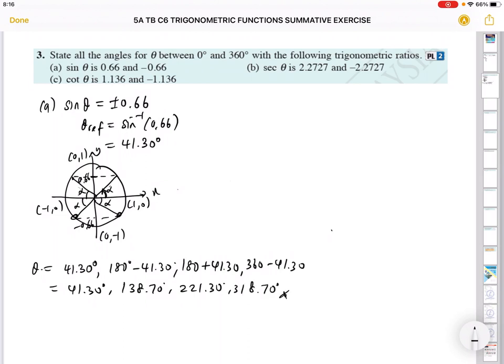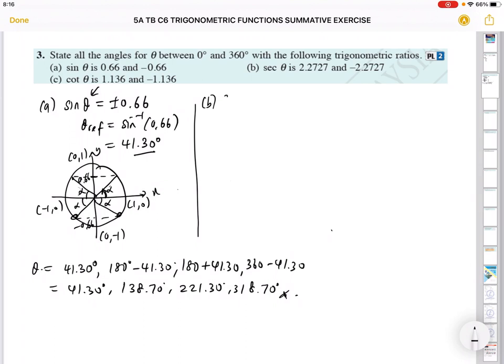Now, one thing, the quick way to test this is you take this value and sub it inside your sine, your theta here, and calculate. You should get a number close to 0.66. Not exactly 0.66, because the reference angle here we have already rounded off. So sometimes you won't get exactly the same, but you get a value that is close to it. Okay. So now that I've explained briefly about using the unit circle to find your general angle from your reference angle, for B and C, I'm not going to do that. We're just going to do it straight away.